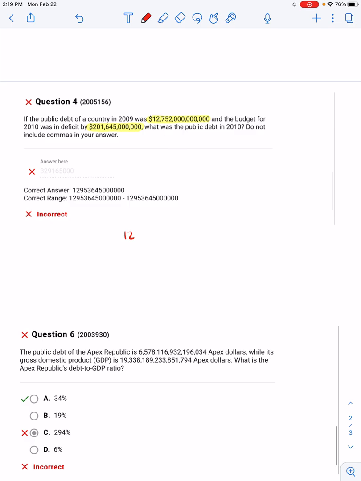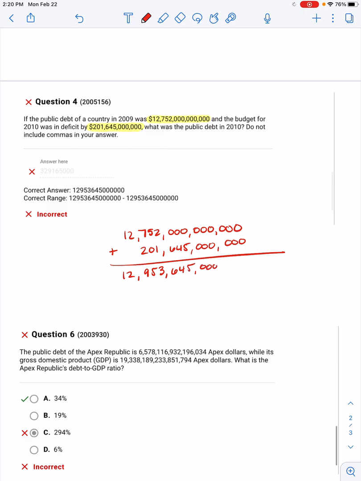So we've got, and just be very careful here, 5, 2, and then we've got 9 zeros there. And I'm going to add that to 201,645 million. And so 6 zeros. And so if we add those together, you can do this on your calculator. You can just do the math, actually. So I would have 12,953,645 with 6 zeros. And it just says do not have any commas in your answer.